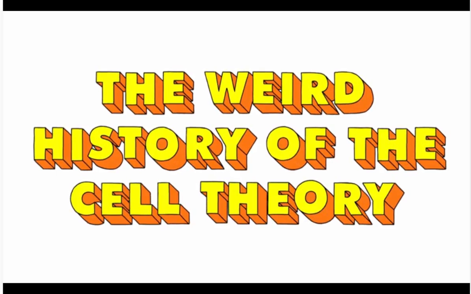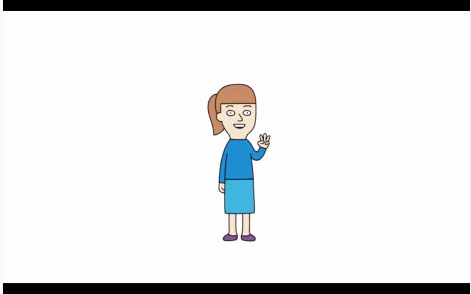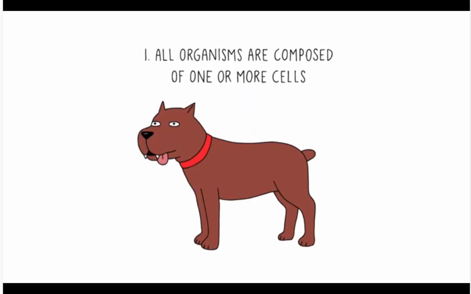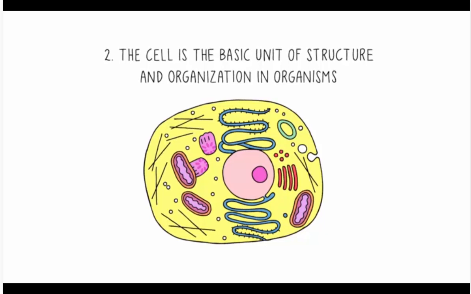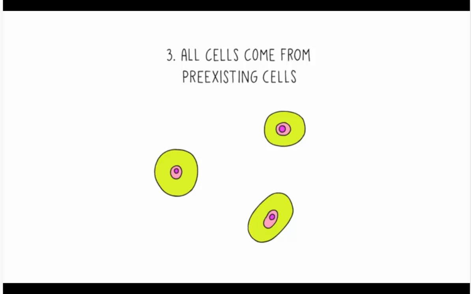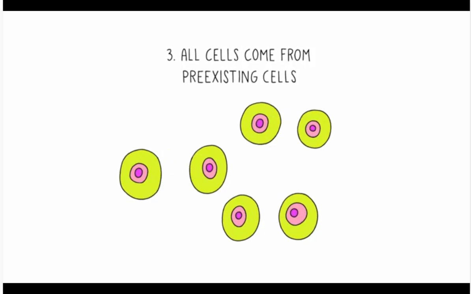The Weird History of the Cell Theory. There are three parts to the cell theory. 1. All organisms are composed of one or more cells. 2. The cell is the basic unit of structure and organization in organisms. And 3. All cells come from pre-existing cells.